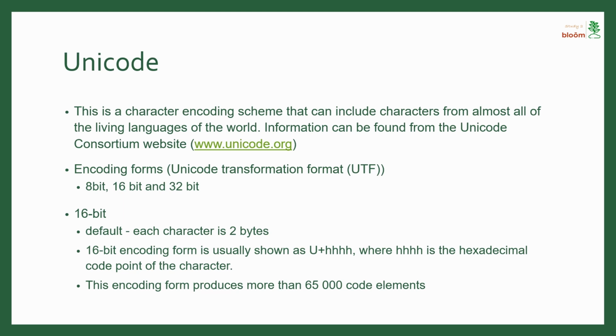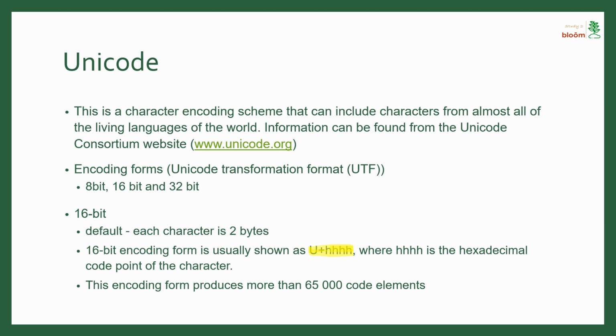The Unicode encoding system has 3 forms: 8-bit, 16-bit, and 32-bit. This is called Unicode Transformation Format, UTF. The default format is UTF-16, which consists of 2 bytes. The 16-bit encoding format is usually shown as U+HHHH. HHHH represents 4 hexadecimal values. This is called the code point of a character.